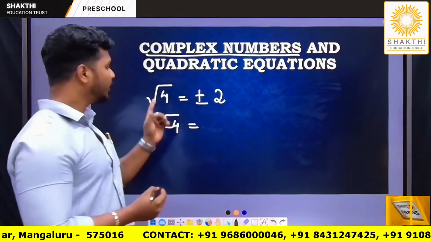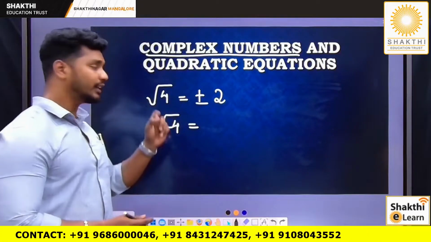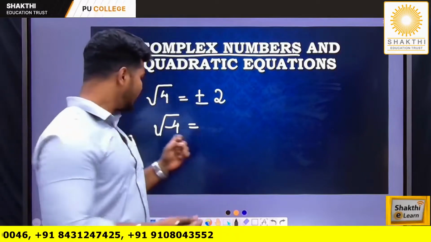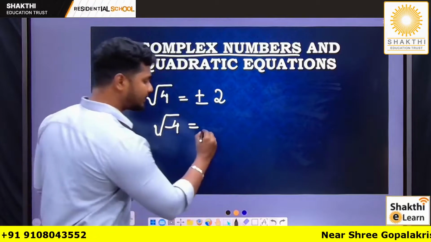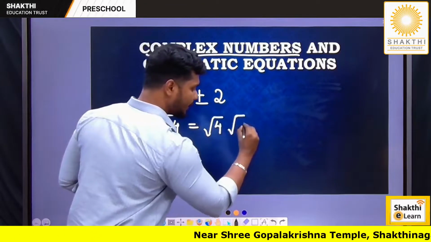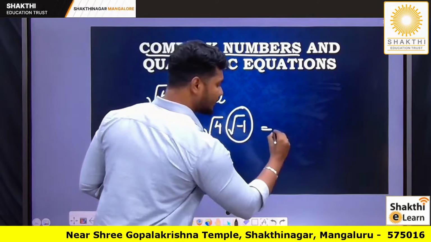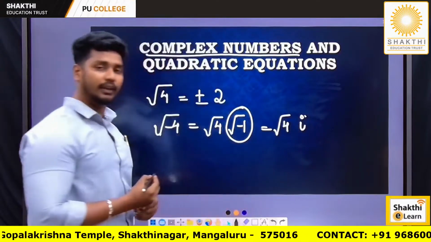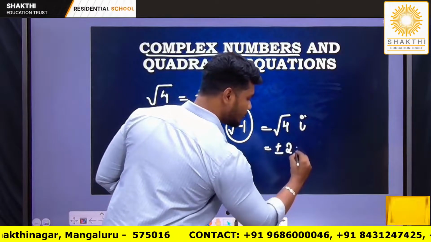Actually, root of 4 means when I square 2 or minus 2, I am getting the value 4. So we are saying the root of 4 is plus or minus 2. But if I square anything, I will not get minus 4. So we have considered this root of minus 4 as root of 4 multiplied by root of minus 1. Hence, we are writing this root of minus 1 as i, so that we'll be able to write the value as root of 4 into i. Now root of 4 into i can be said as plus or minus 2i.